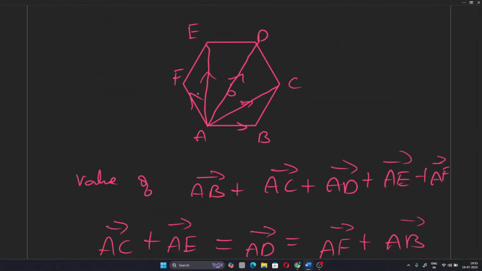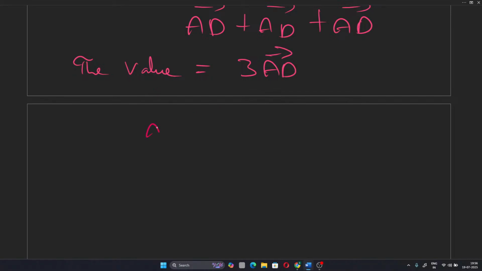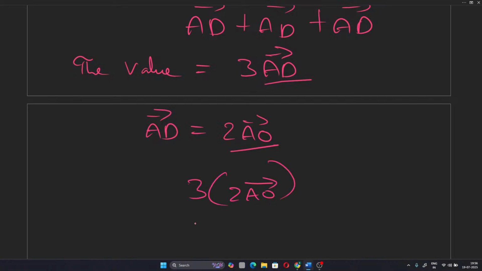Since we have an AO vector here, we can write AD vector equals 2 AO vector. So substituting this value here, we will get 3 times 2 AO vector. The final value equals 6 times AO vector.